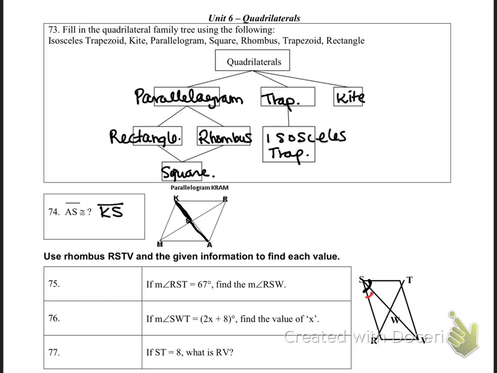So all we have to do is, we know that in a rhombus the angles are bisected, so all we're going to do is divide 67 by 2, which is equal to 33.5.